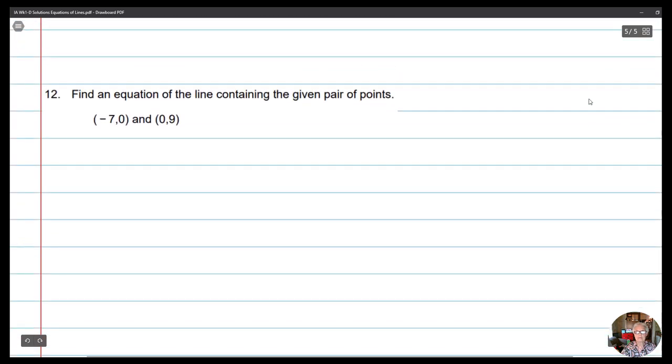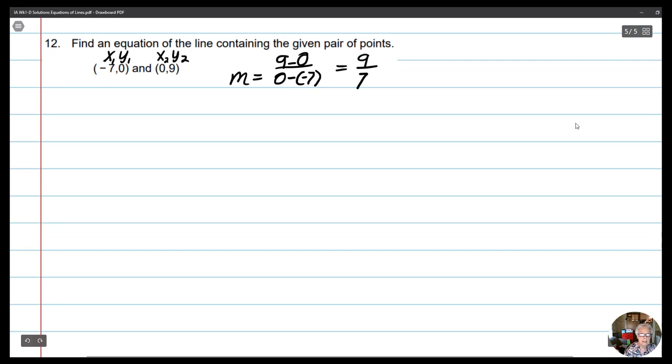Okay, ooh, last one. Find the equation of a line containing the given pair of points. All right, well, x1, y1, x2, y2. Notice this is the x-intercept and the y-intercept. m equals 9 minus 0 over 0 minus negative 7 equals 9 over 7. Now, y minus y1 equals m times x minus x1. Again, I'm going to opt for the two non-negative numbers.